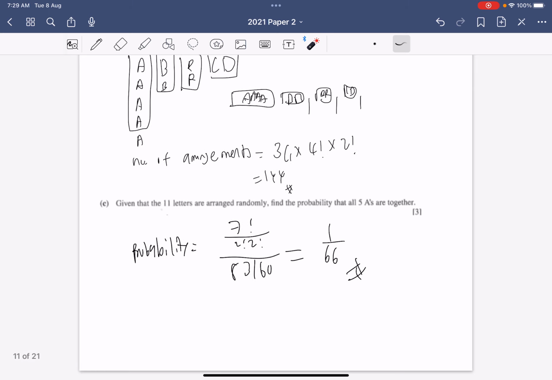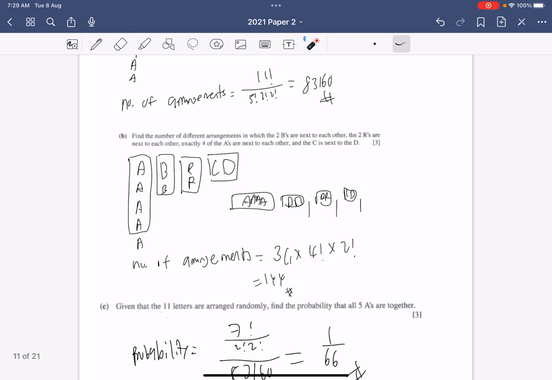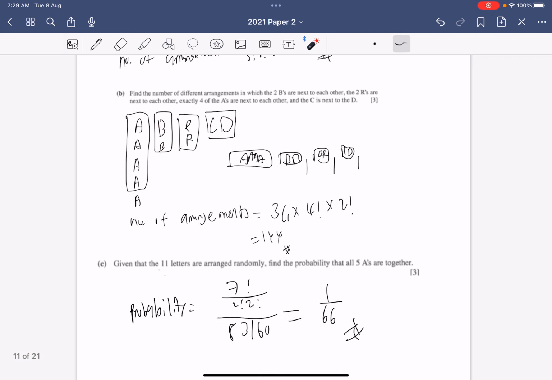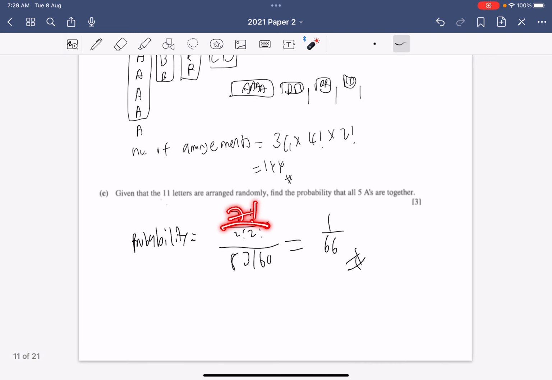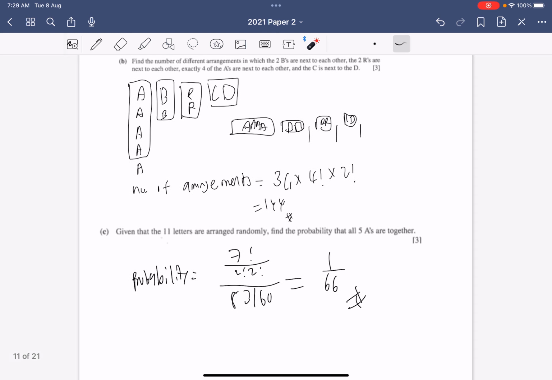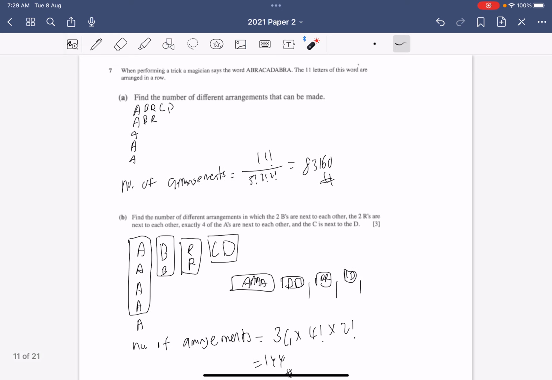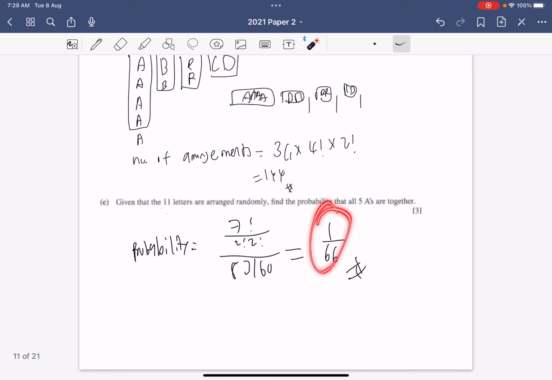As for the last part, we are given that the letters are arranged randomly. Find the probability all 5 A's are together. If all 5 A's are together, this whole part becomes like one chunk, so it's just 1, 2, 3, 4, 5, 6, 7. So you got 7 blocks now, 7 factorial over 2 factorial, because this is repeated and this is repeated, 2 factorial over the total number, which is here, and it gives you 1 over 66.